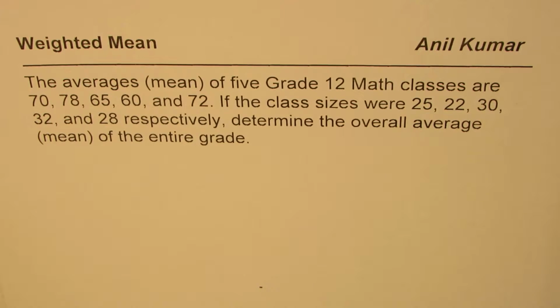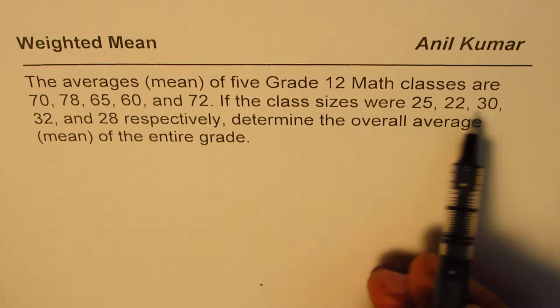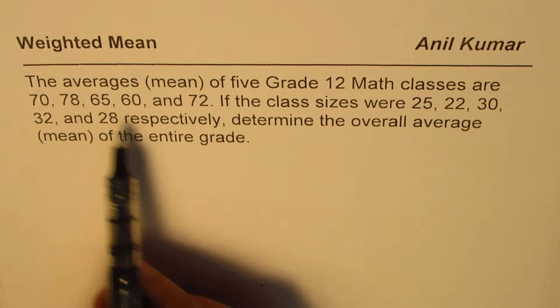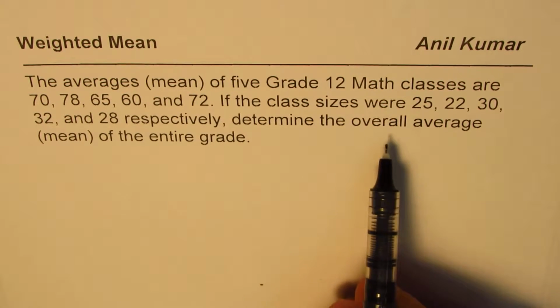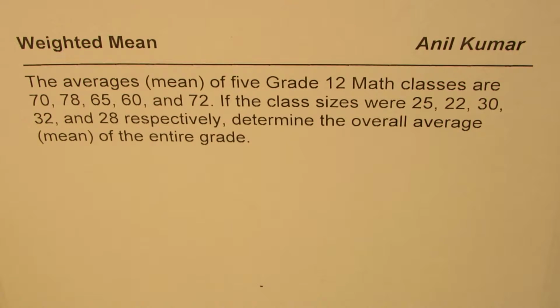The question here is: the averages, that is mean, of 5 grade 12 math classes are 70, 78, 65, 60 and 72. If the class sizes were 25, 22, 30, 32 and 28 respectively, determine the overall average or overall mean of the entire grade. So that's the question for you. You can pause the video, answer the question, and then look into my suggestions.